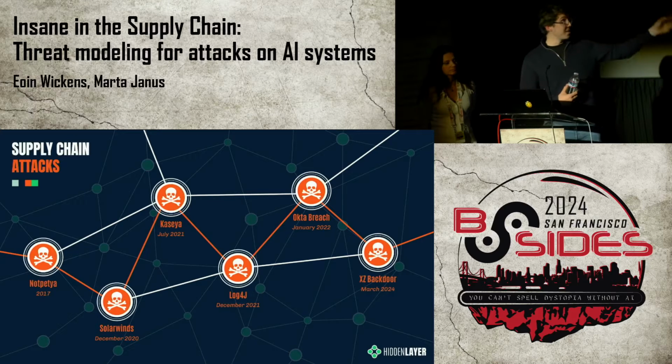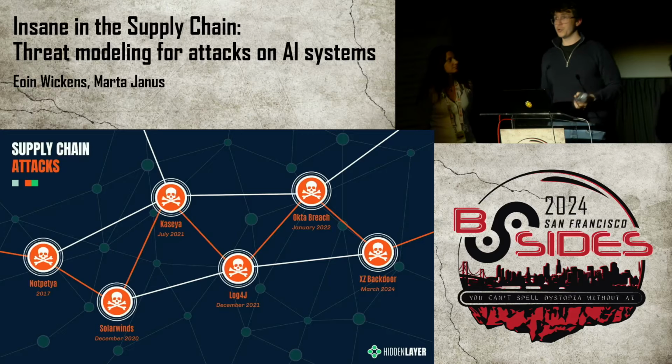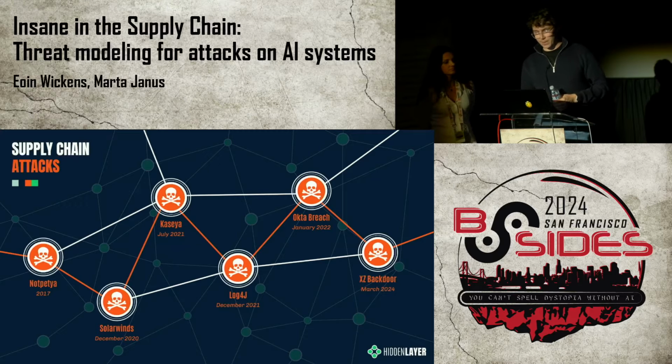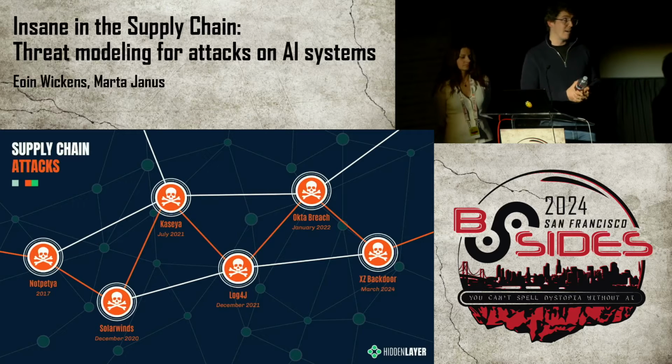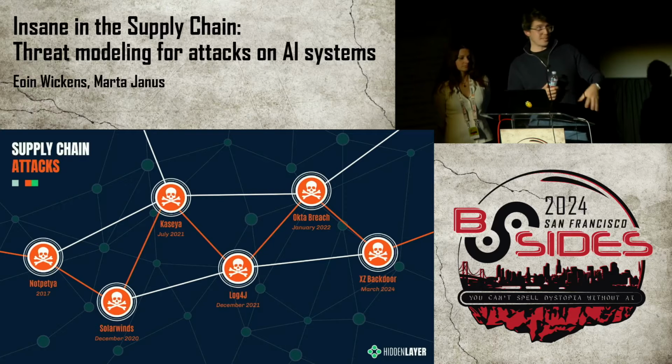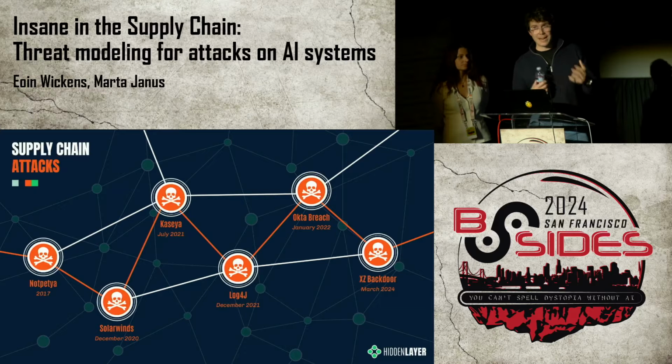From NotPetya in 2017, causing huge damage to giants like Maersk and billions of dollars in damages, to SolarWinds, which, I remember that one. That was not great. But it's basically a compromise of the build system that produced the Orion IT management software. And that's kind of interesting, because we'll talk a little bit more about similarities with that later.